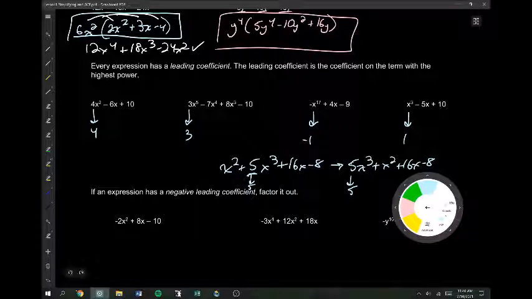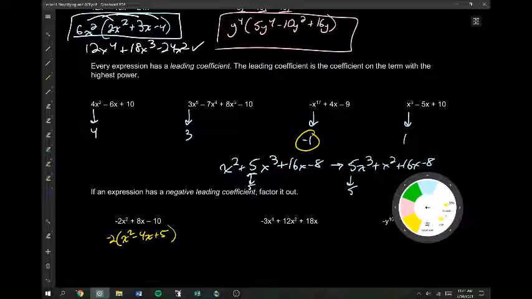Okay, if you're factoring and your expression has a negative leading coefficient, like it was here, factor it out. So I'm going to pull a -2 out of these. And all the signs switch. This got divided by -2, this got divided by -2, and this got divided by -2.